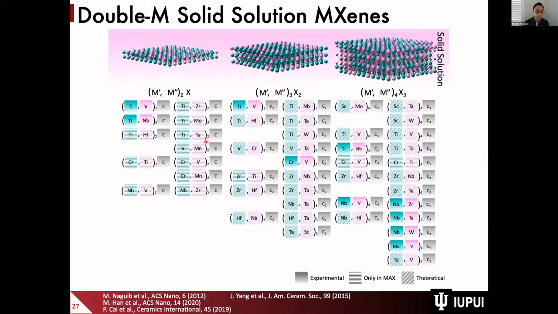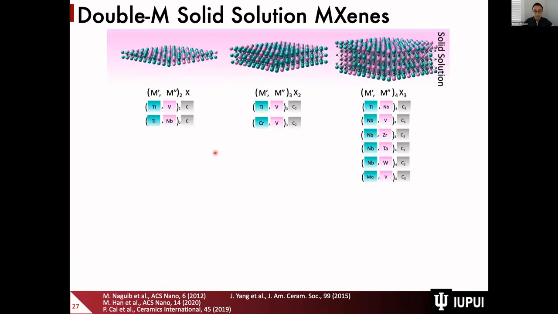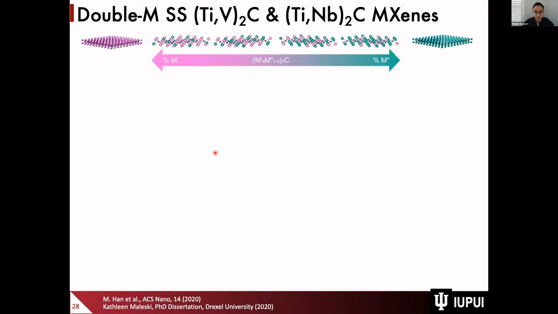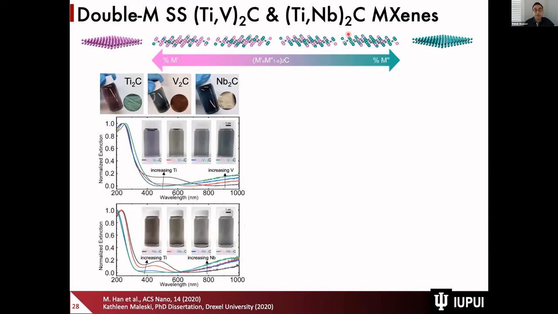Now, one unique feature of solid solutions is that we not only can target a specific composition, we can look at the whole spectrum of solid solution. And that's something that Yuri's group started doing in the past 2 years. That is looking at, for example, titanium vanadium, a two layer, or titanium niobium solid solution, looking at the full spectrum, meaning going from pure Ti2C to pure niobium 2C or pure vanadium 2C and changing the composition. These changes in composition are made in the MAX phase. So these are the starting ratios.